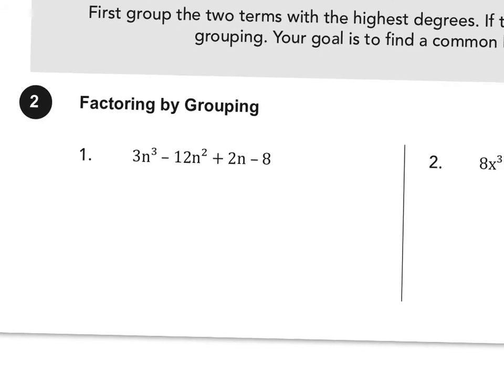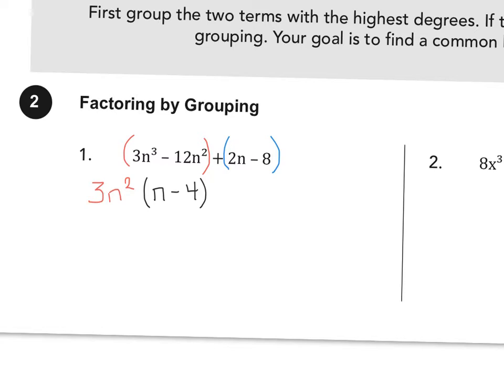For the first problem, we are given 3n to the third minus 12n squared plus 2n minus 8. We are going to start by grouping the first 2 terms and grouping the second 2 terms. Now looking at the first 2 terms, we want to determine if there is a greatest common factor. The greatest common factor is 3n squared. In the parentheses, you're left with n minus 4.